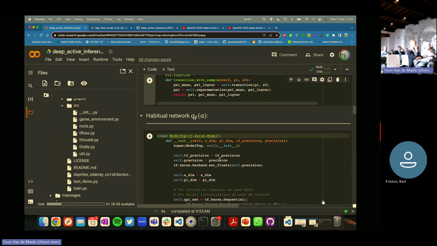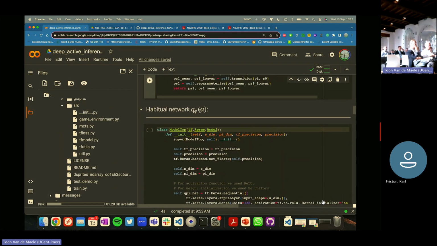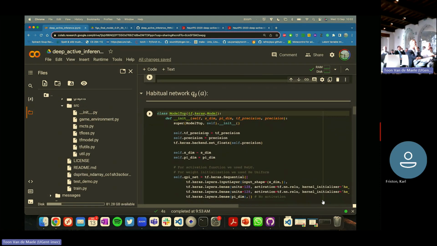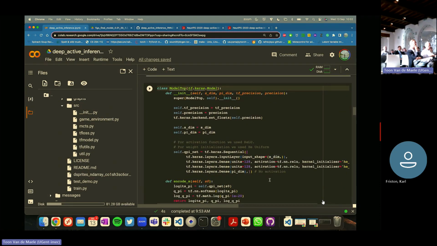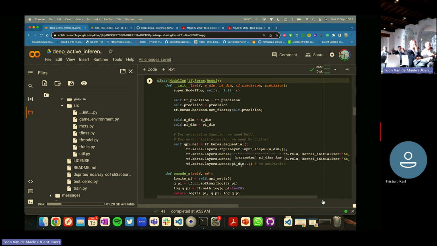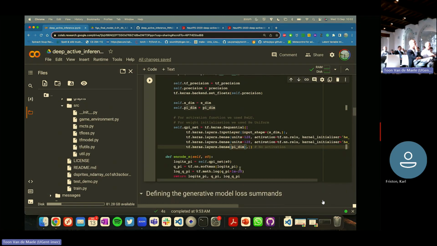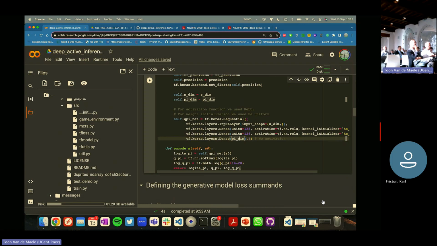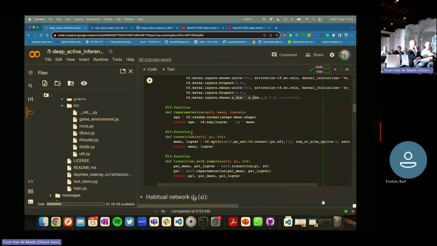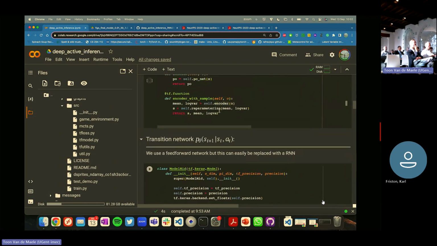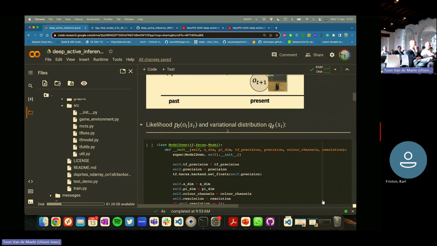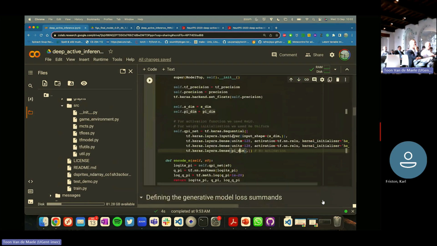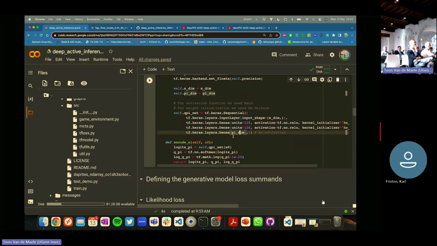The last bit that we have is the habitual network, which is this approximate over actions. Here we're taking our latent state encoding and producing some prior over the policy or the action space. The big difference is that instead of using continuous distributions like we did in the transition network, the likelihood and the variational encoding, we are using a categorical distribution.